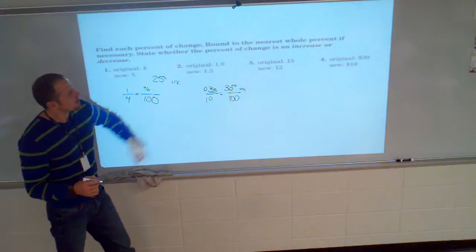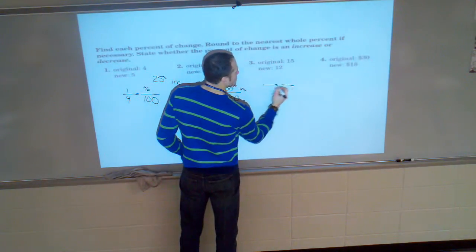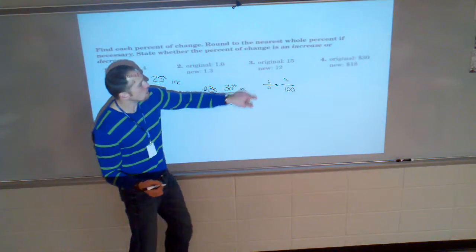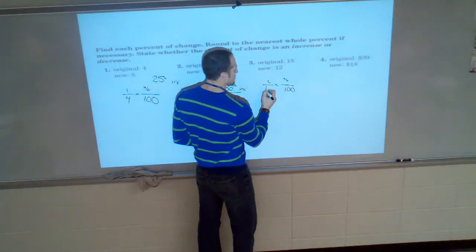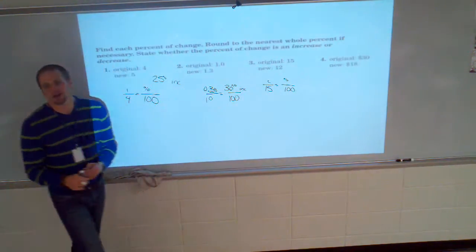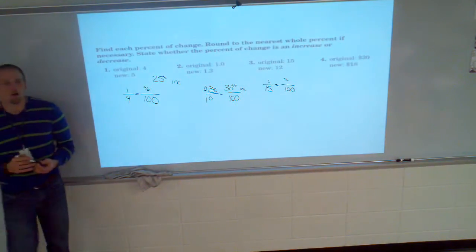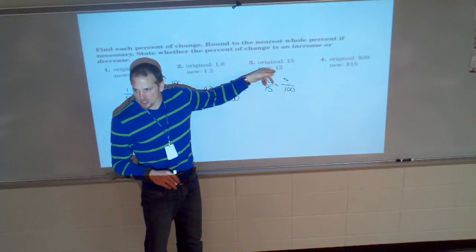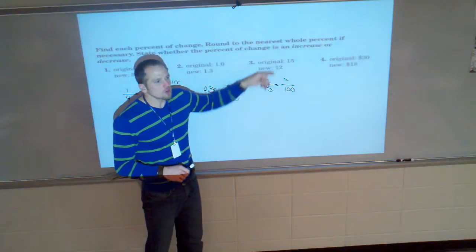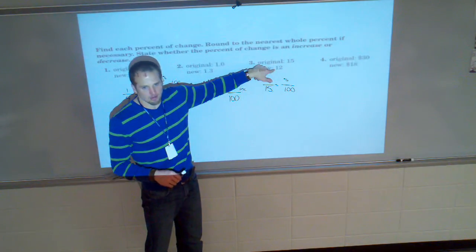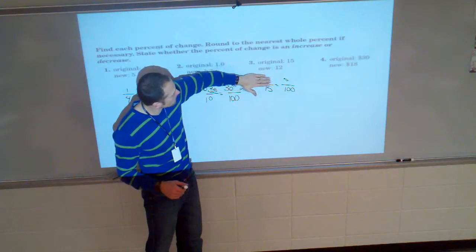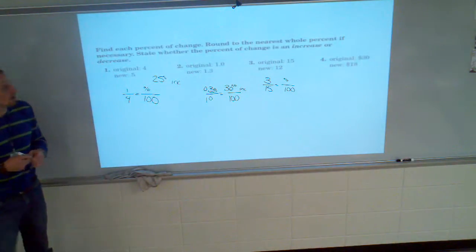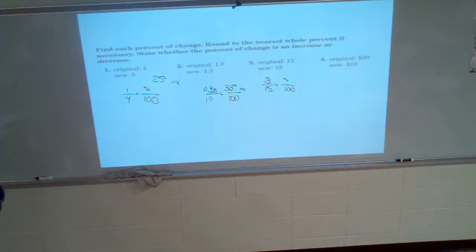All right? Look at number 3. Change over original equals percent over 100. The original price is 15. Now, everybody notice this. Don't miss this. How much did I change? 3, okay? Even though it's going down, don't call it negative 3. I changed 3. 3 over 15 equals your percent over 100.